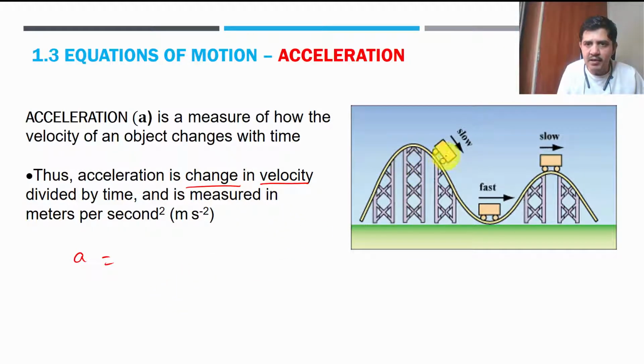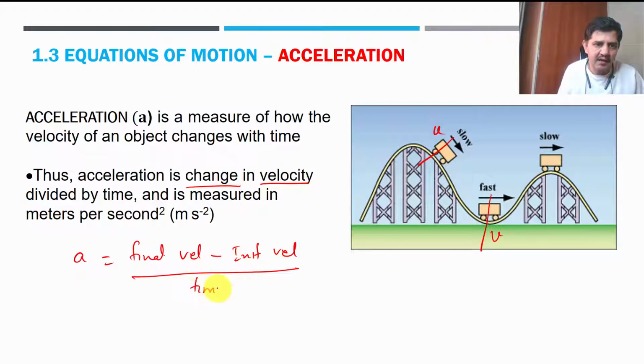Let us say at this point, the velocity is seen to be u, and when it came here, the velocity is seen to be v. As a result, the change in velocity should be equal to final velocity minus initial velocity, divided by time taken, which is final velocity v, initial velocity u, divided by time taken. This is the fundamental equation to determine the value of the acceleration. So whenever we say acceleration, we can calculate the acceleration at any point.